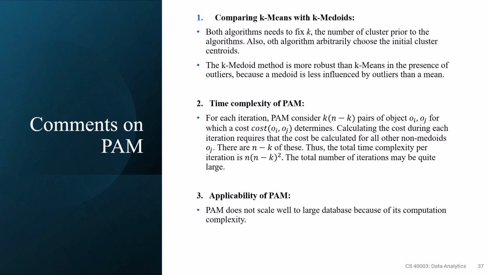Second point, time complexity of partitioning around medoids. For each iteration, partitioning around medoids considers k multiplied by n minus k pairs of objects Oi, Oj for which the cost of Oi, Oj is determined. Calculating the cost during each iteration requires that the cost be calculated for all the other non-medoids in the dataset. There are n minus k of these, thus the total time complexity per iteration is k times (n minus k) squared. The total number of iterations may be quite large.